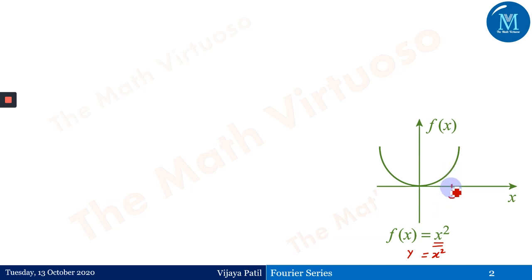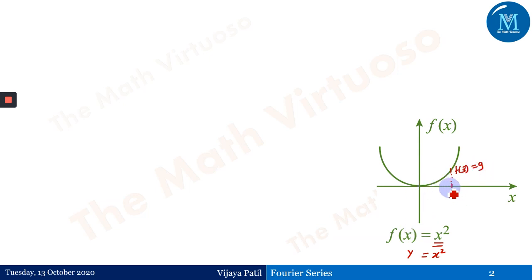So if I take x equals 3, according to the function, I'm going to get the y value as 3 squared, that is 9. So the value of this function at 3 equals 9.